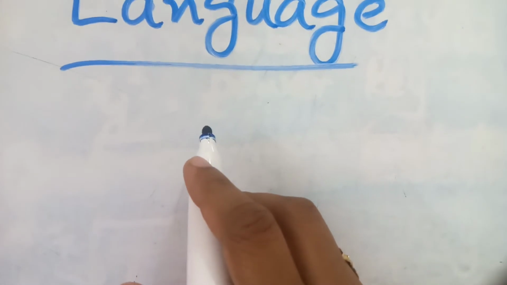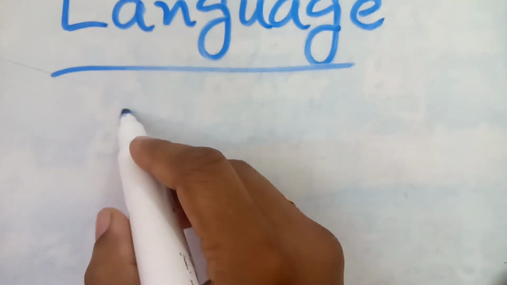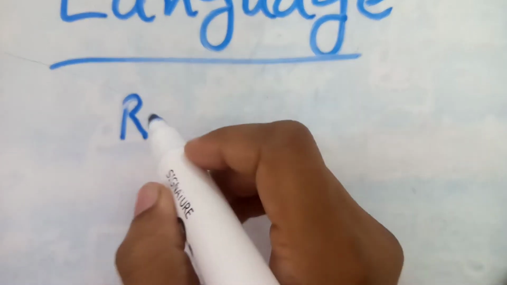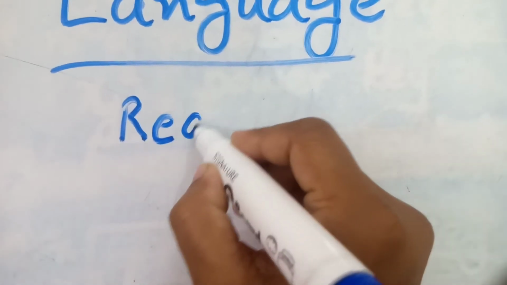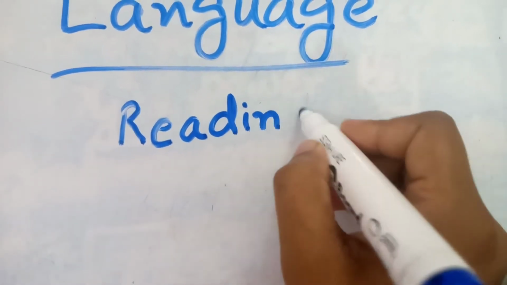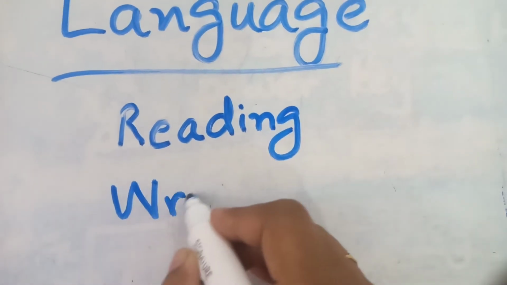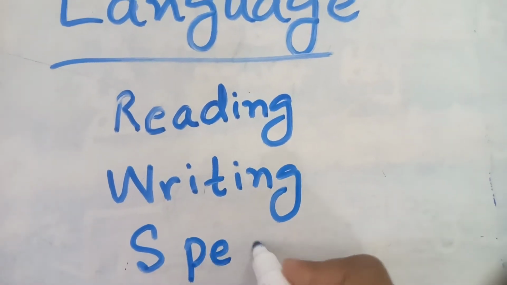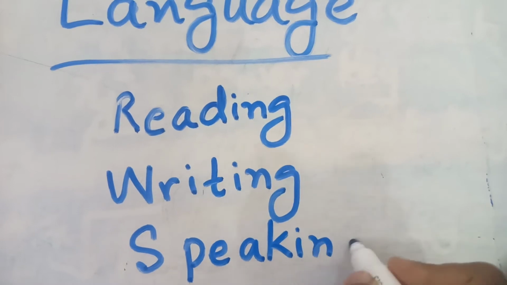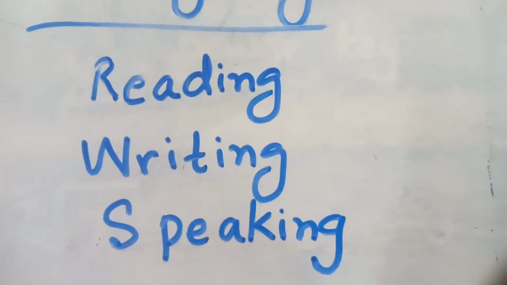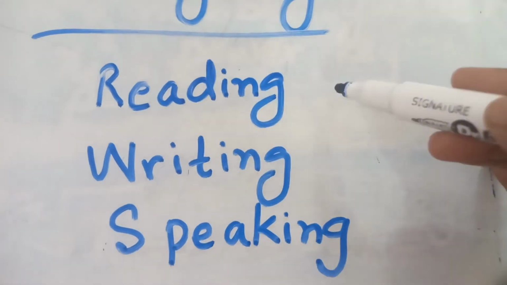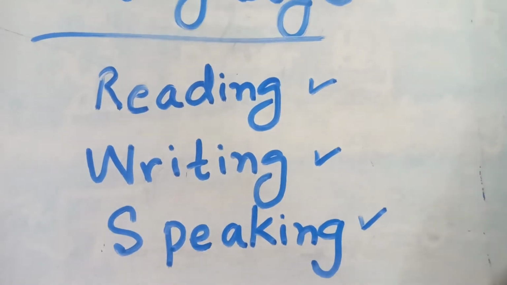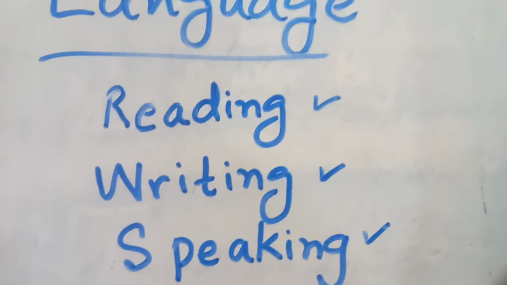First of all, you need to understand that there are three basic components of learning any language. We are talking about English language, but for any language, there are three steps: reading, writing, and speaking. If you follow these, you can learn a language very easily and very quickly as well. Reading, writing, and speaking. Okay, so these are three basic components of learning English language.